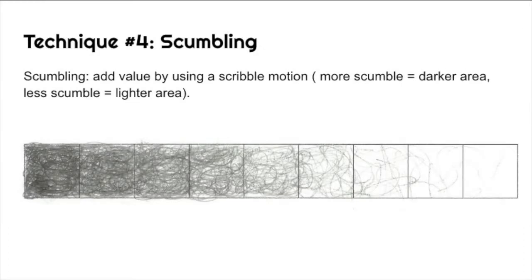Scumbling is our next type of value technique. Scumbling is when you use a scribble motion to add the value. So you're going to have more scribble on the left hand side to get a darker value, and you're going to have less and more spread out scribbles when you do the right.